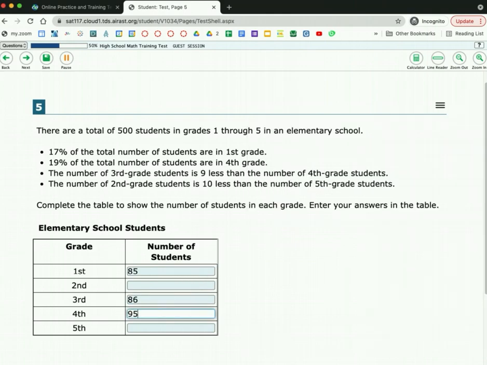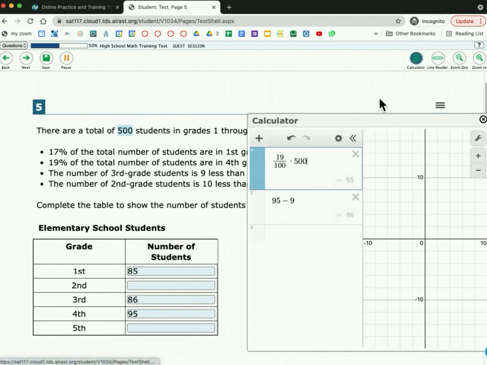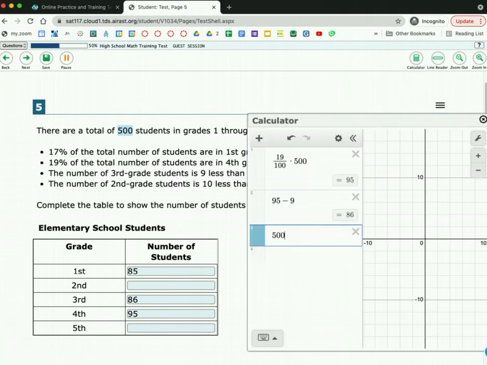Cool. All right, making my way through. The number of second grade students is 10 less than the number of fifth grade students. So I don't know how many fifth grade students there are, so I can't subtract 10. I know there's 500 total students, so I'm going to figure out how many I have left for second grade and fifth grade. I'm going to go to my calculator. I'm going to do the 500 total minus 85 first graders minus 86 third graders minus 95. So there are 234 students left over for second grade and fifth grade.